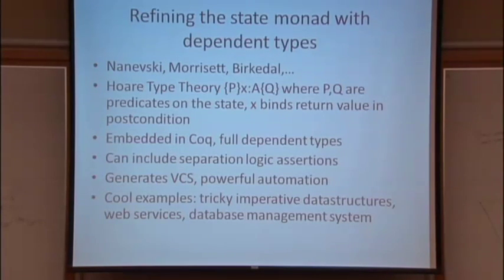Hoare type theory has a refined version of the state monad, which looks something like this. So {P} x:A {Q} is a judgment over your monadic type, and it classifies those computations which, when started in a state satisfying P, will return a value x such that Q is true of the post state. So this is something which has been embedded in Coq, and the ambient logic has full dependent types, and you can include separation logic assertions in these P's and Q's, and the embedding in Coq generates verification conditions and has some very powerful automation with it.